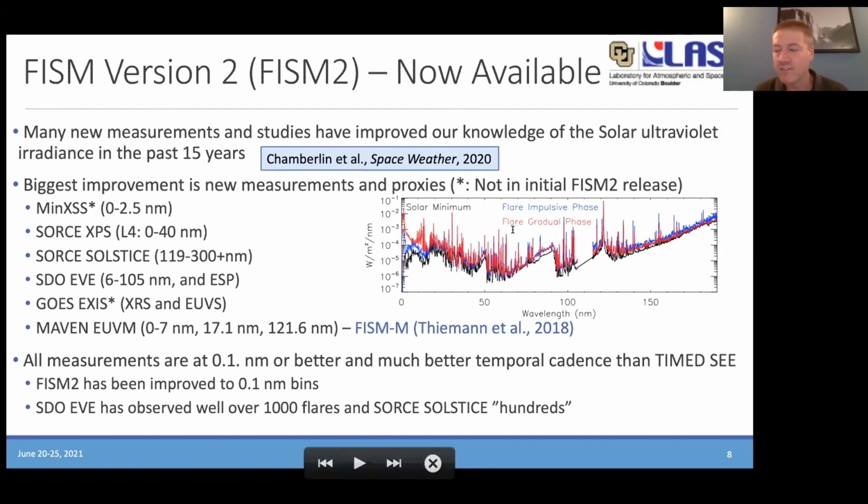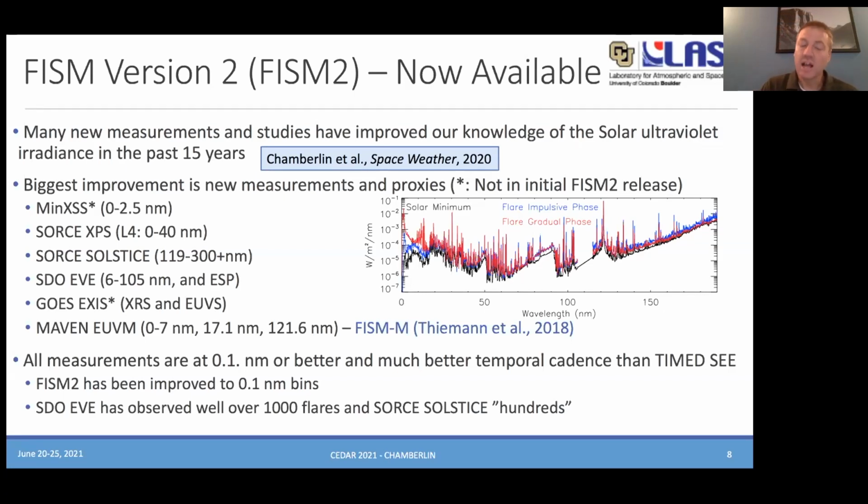You see there's 2 different phases on solar flares, the impulsive phase and the gradual phase. And so right now we're hopefully going to be able to quantify the change due to this very quick, very first stage of the impulsive phase of a flare much better than we have before due to these EUVS measurements. And as I mentioned, all measurements are now 1 angstrom or better, which allows FISM2 to be improved from its 1 nanometer bins that FISM1 was at to 1 angstrom bins. That really helps with the energy partition with the highly dynamic photoionization cross sections and feeding them in to really get that energy partition correct.